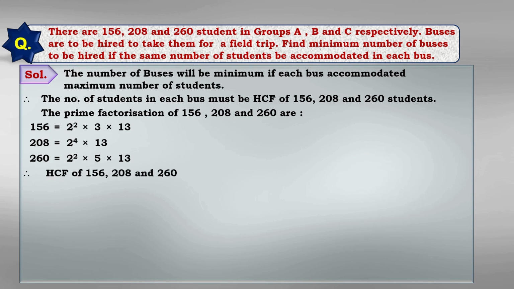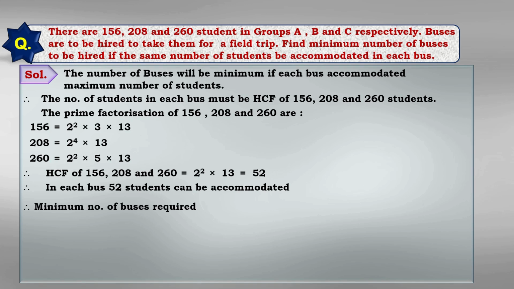Okay, so HCF, we know that we have to take the common prime numbers with the minimum power. So here 2 to the power 2 is the minimum one. 3 we can't take, 5 also we can't take. 13 is common between all the numbers, so we can take 13. So that means 4 into 13, that is 52. So in each bus, 52 students can be accommodated.